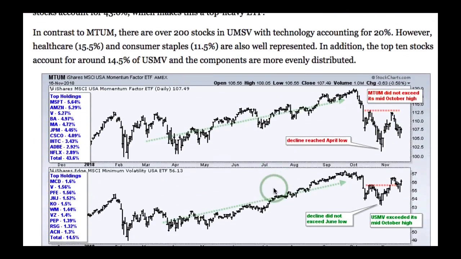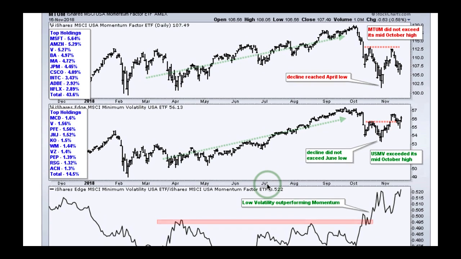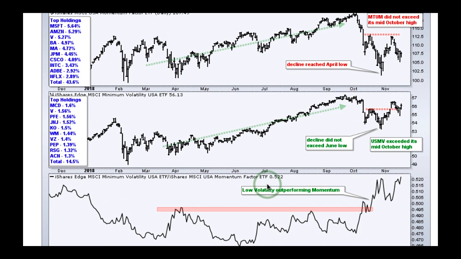So scrolling down this article, if you look at the chart here, basically we're doing three things. We're looking at the momentum chart, we're looking at the minimum volatility chart in the middle, and then we're comparing the two in the bottom window there. So what we have here is you can see that we were trending up from April until September in the momentum ETF, and then we got hit really hard there in October. And we had a little high there in mid-October, and we didn't exceed that high.